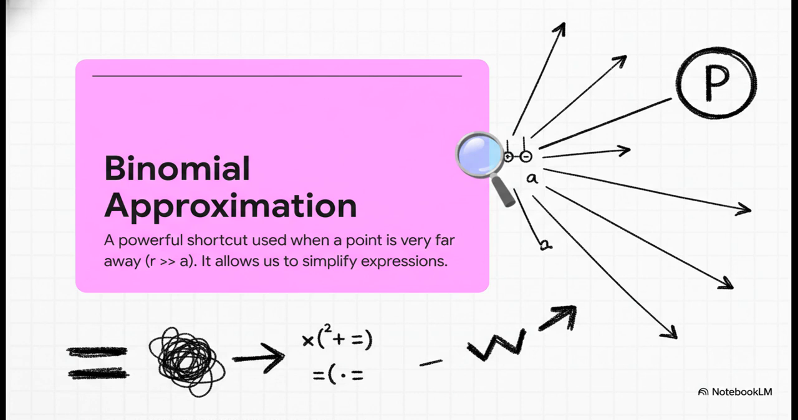This is where we get to use a really clever shortcut. In the real world, we're almost always interested in the potential far away from the dipole, where that distance R is huge compared to the tiny separation A. And this physical assumption that R is much, much greater than A lets us use a mathematical tool called the binomial approximation. It's a lifesaver that lets us ignore tiny, insignificant terms and simplify the math in a huge way.